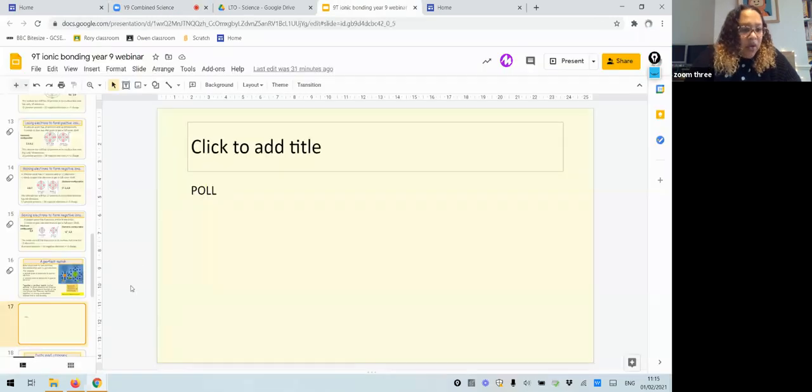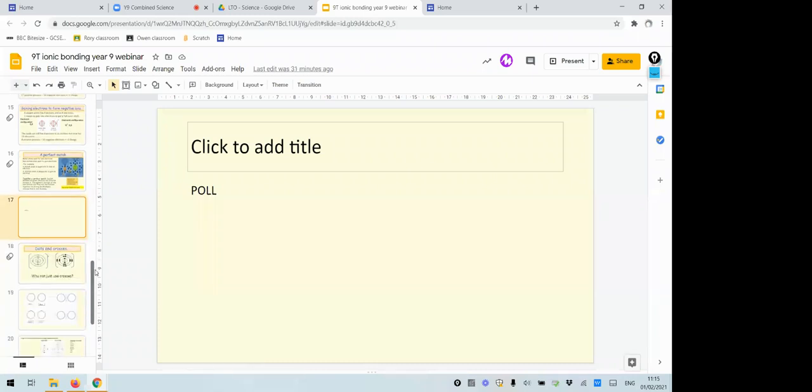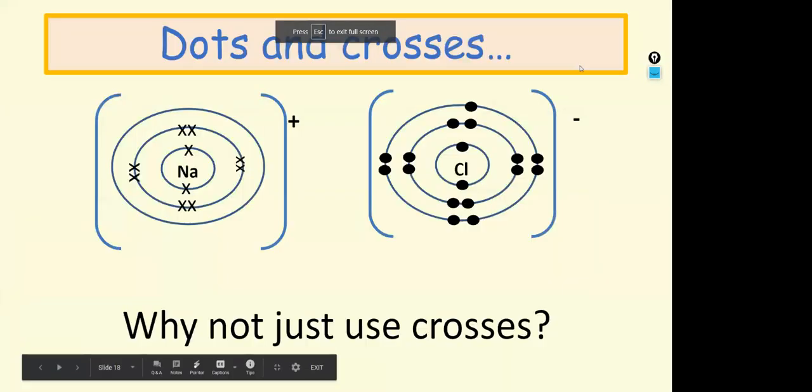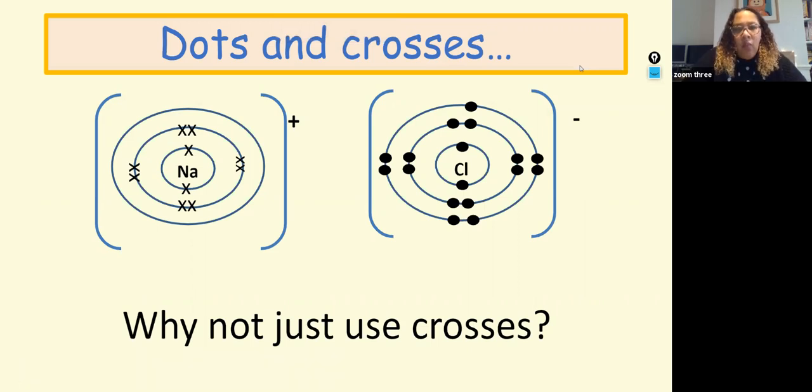And are you back on my screen again? Yes we are. Fantastic. And we can now see my dot and cross diagram. Exactly, perfect. So here we have dots and crosses. When we're drawing ions, we use dots and crosses. And sometimes I've had students ask, why can't we just use the crosses? Now, the problem is we want to show the transfer of one electron to another ion. So if we did them all in crosses, we wouldn't know which one had moved.